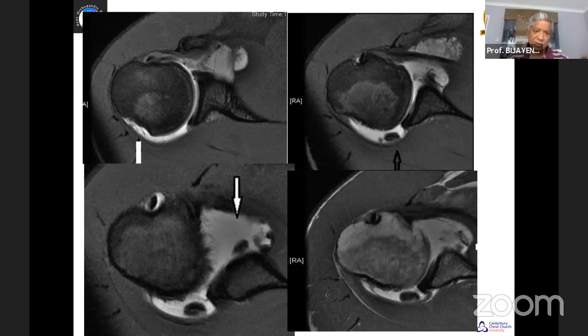And on the bottom left side, I can see there is some fluid along the biceps and the blunting of the anterior inferior aspect of the glenoid with a loose or a detached labrum.